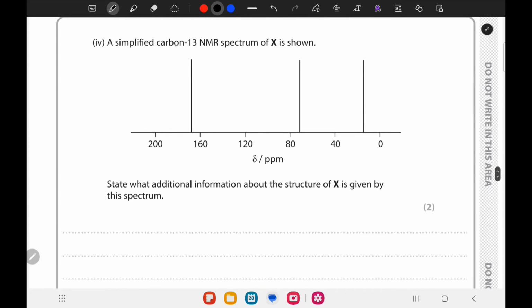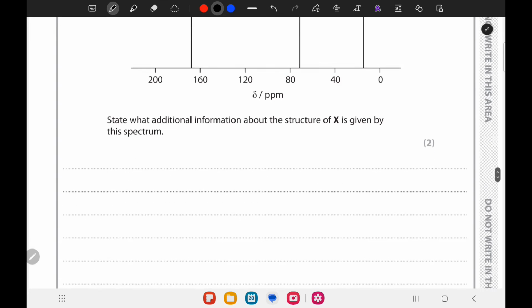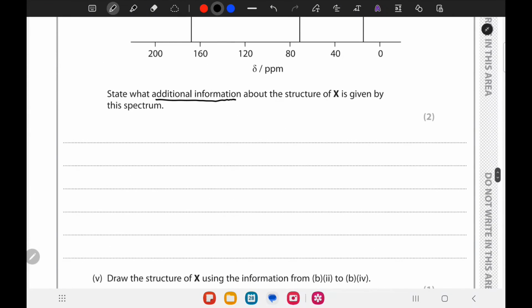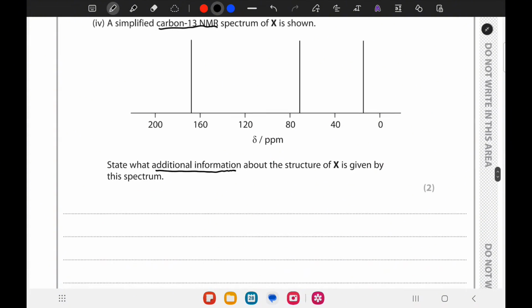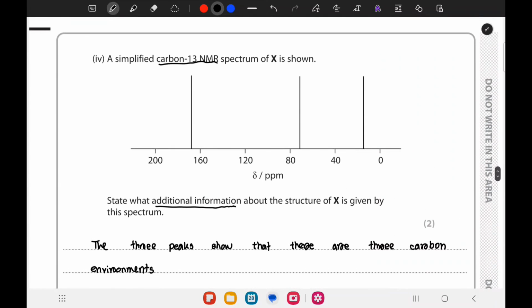Now we are given a carbon 13 NMR of X where we have 3 peaks. We have to state what additional information we get about X from this. From this, we get that there are 3 peaks. So we have 3 different carbon environments. Now, if I look at the data booklet for the carbon 13 NMR, we'll also find that this peak over here near 170 is due to an ester.